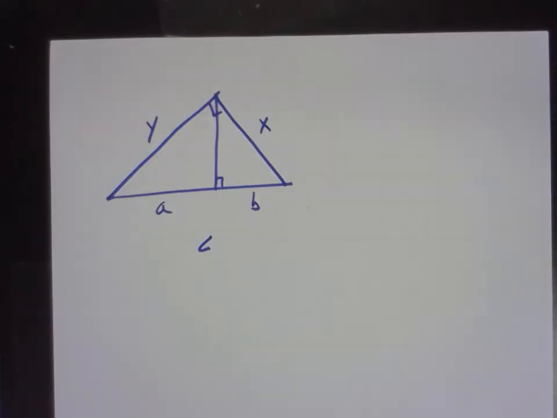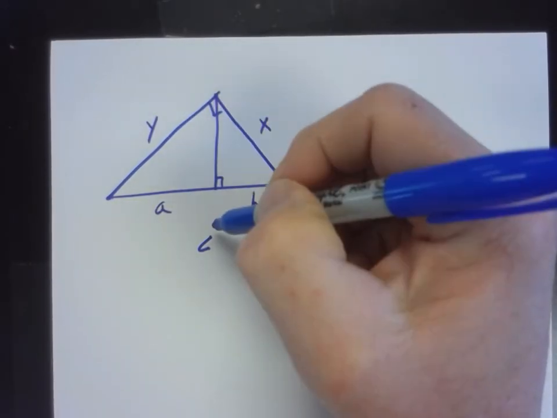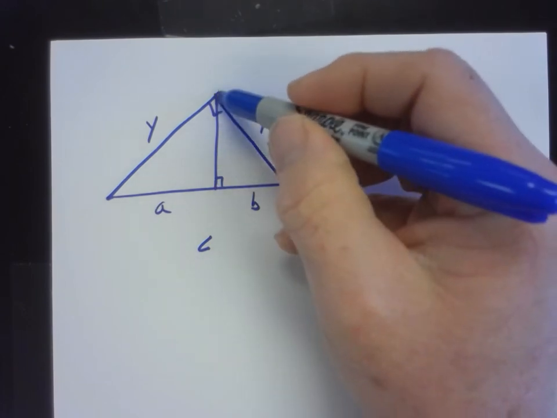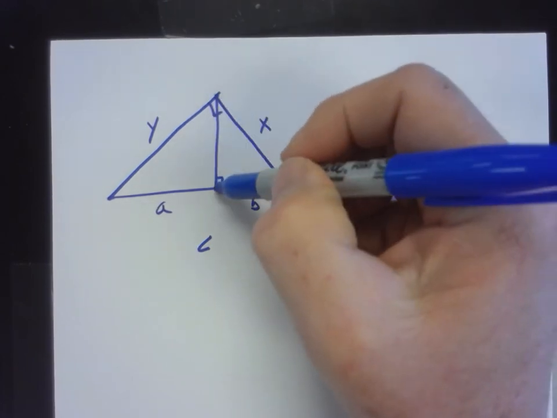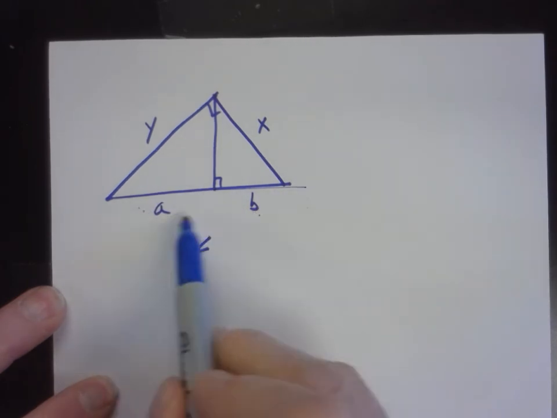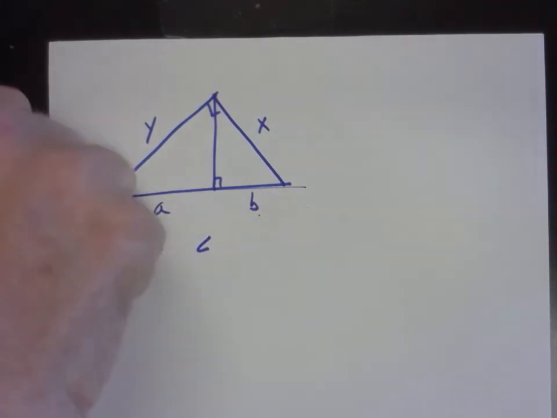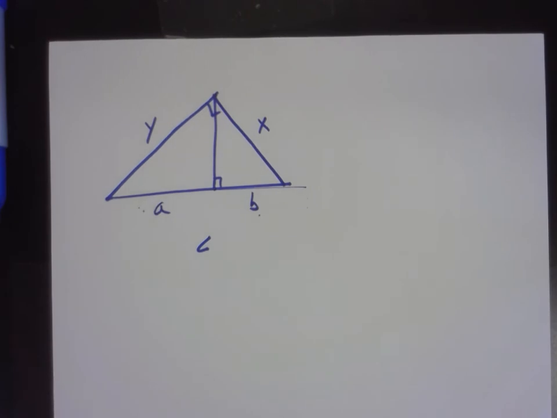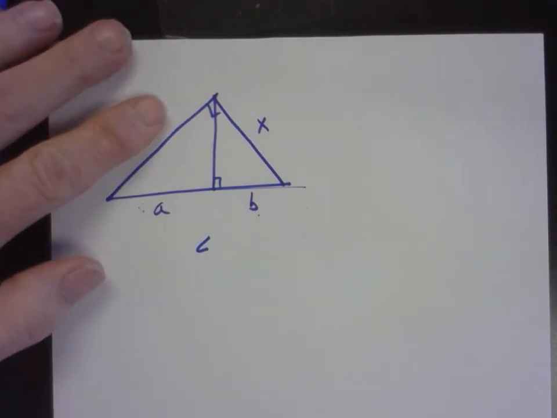This one does not involve the altitude drawn to the hypotenuse. Other than that, the altitude drawn to the hypotenuse divides the hypotenuse here into these two parts, A and B. So here's what it looks like. I'm going to just cover that up for a minute.